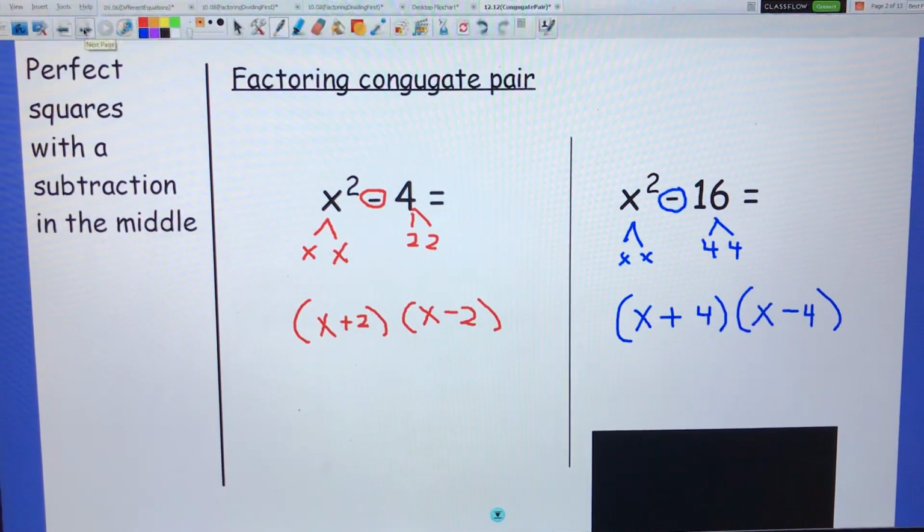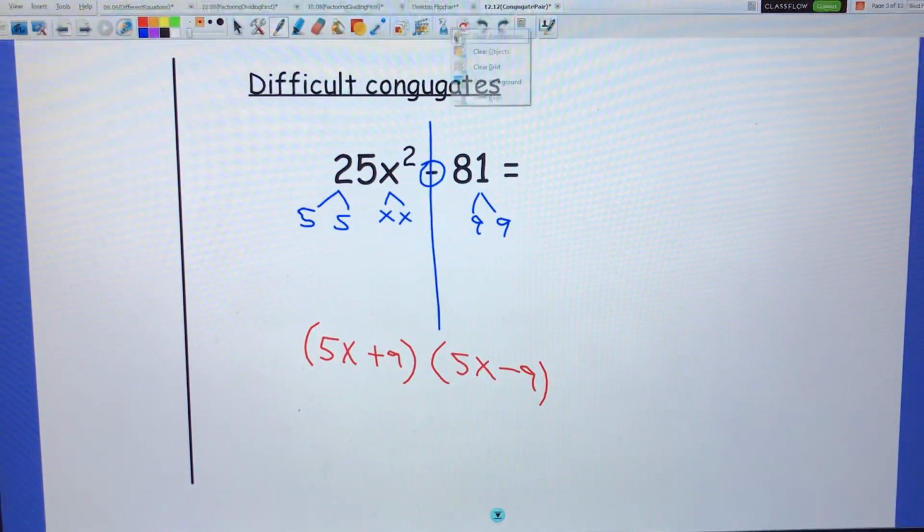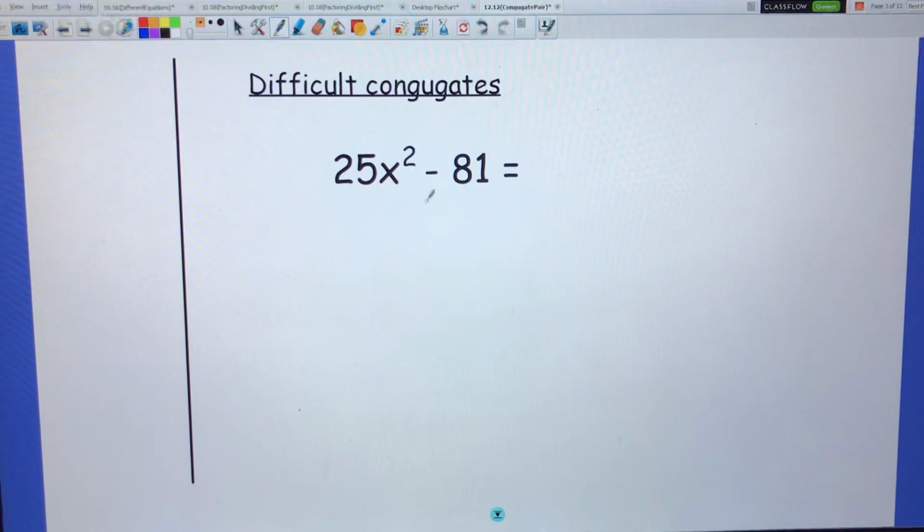Let's try a little more difficult problem. Let me clear this out. Okay, so again, 25 is a perfect square, x squared is a perfect square, 81 is a perfect square, and you have a minus sign here. If this was a plus sign, you can't do it, but since it's a minus, you can.